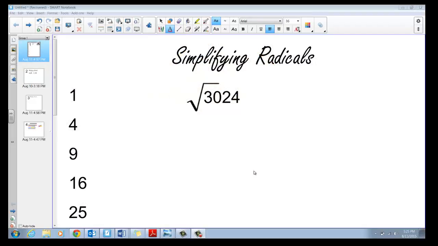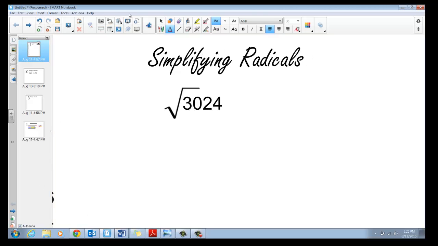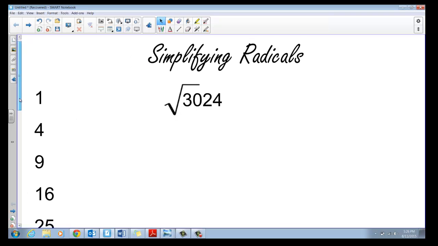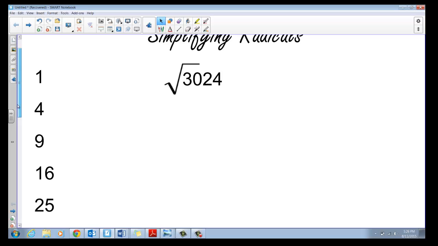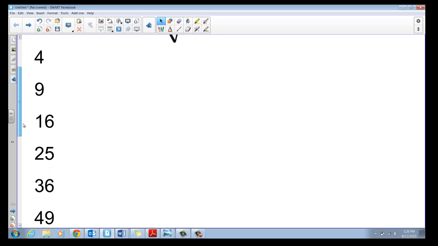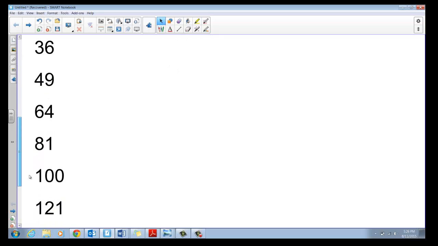Okay, so talking about simplifying radicals, one of the first things we covered in this unit, I'm going to talk about two different ways that we can solve one of these when we are trying to simplify. I have these numbers over here on the left side of the screen. They are perfect squares, just to remind us of some perfect squares that we can look for within the radical.